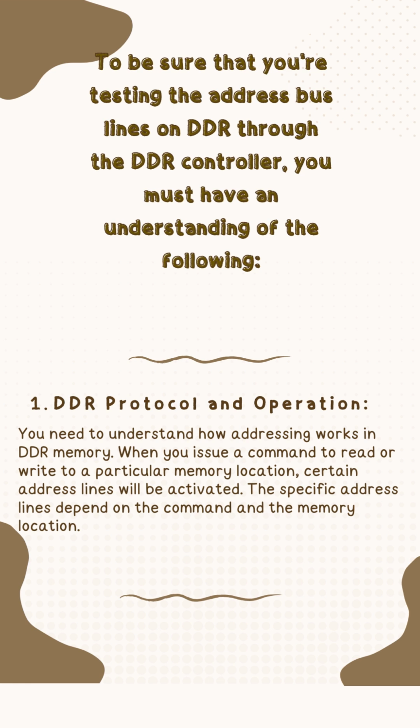To be sure that you're testing the address bus lines on DDR through the DDR controller, you must have an understanding of the following: 1. DDR protocol and operation. You need to understand how addressing works in DDR memory. When you issue a command to read or write to a particular memory location, certain address lines will be activated. The specific address lines depend on the command and the memory location.